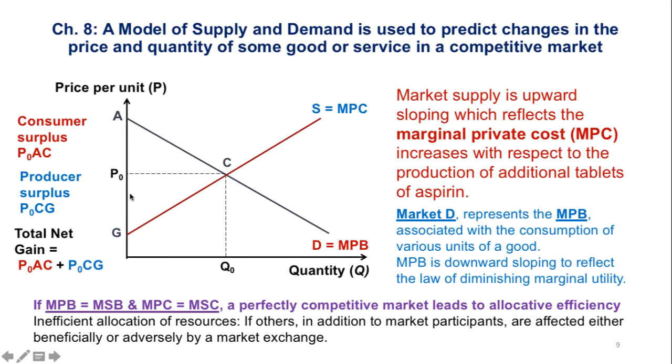So we have a price per unit on the vertical axis, and we have the quantity of medical care on the horizontal axis. The demand is downward sloping, which shows the diminishing marginal utility, and the supply is upward sloping, which shows the increasing opportunity cost of additional production, for example, in this example, tablets of aspirin. The intersection of demand and supply determines the equilibrium price and quantity, right? This is simply the simple version of what we had.